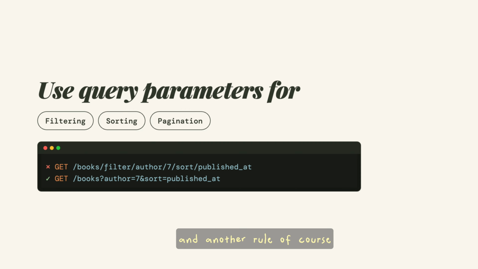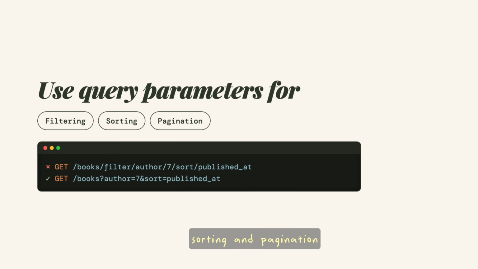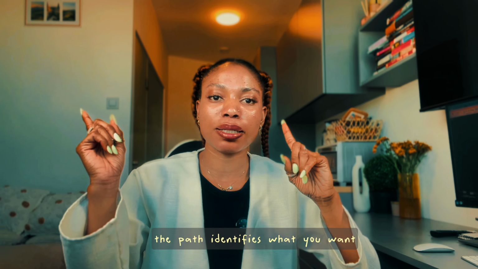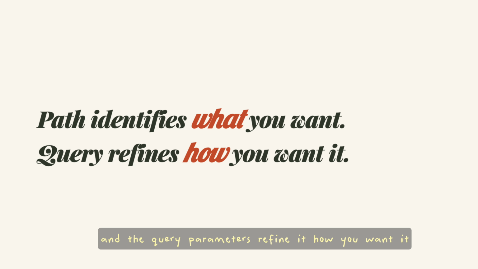And another rule, of course, when it comes to URL is to use query parameters for filtering, sorting, and pagination. Don't use the URL path for those. This is not correct. This is correct. The path identifies what you want, and the query parameters refine how you want it.